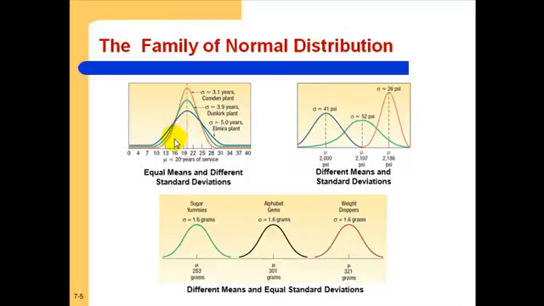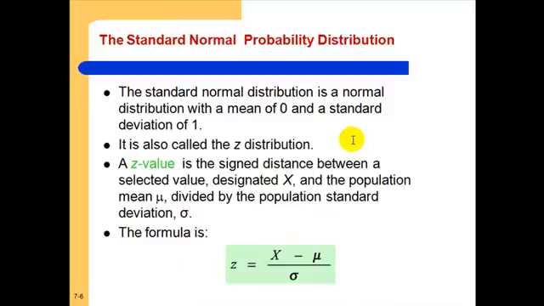So how do we find the probability for the random variable falling into a certain range? We use the standard normal probability distribution. The standard normal distribution is a normal distribution with a mean of 0 and a standard deviation of 1. So any normal probability distribution with a mean of 0 and a standard deviation of 1, we call a standard normal probability distribution. It is also called the Z distribution.